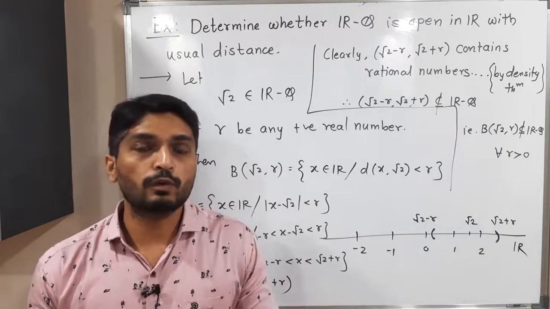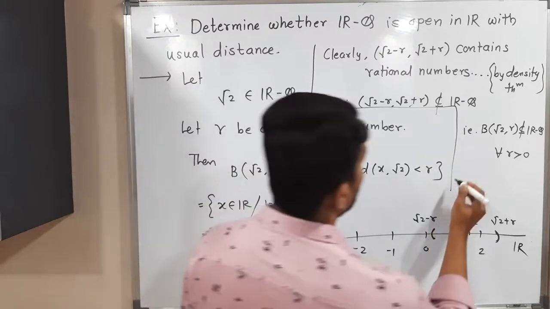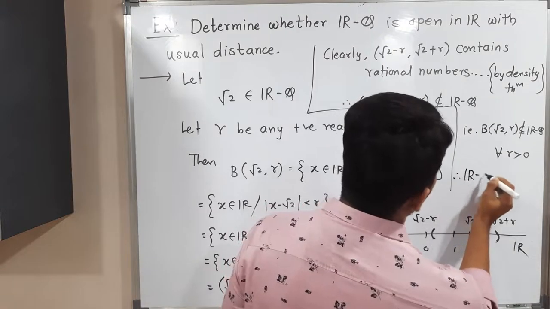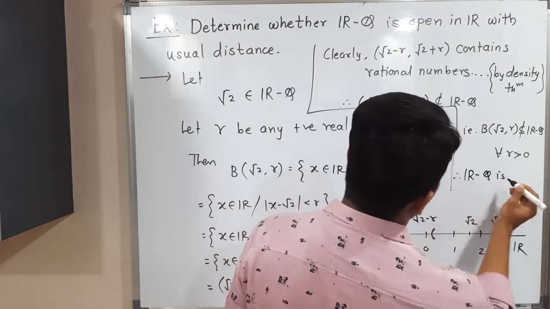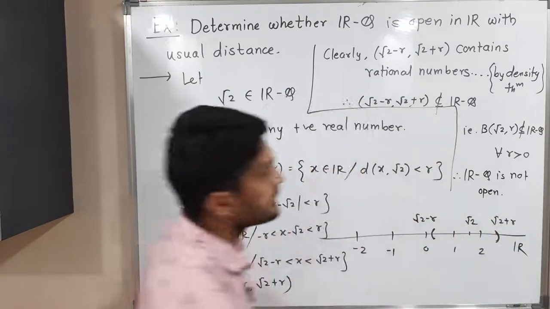So the definition of open set is not satisfied, therefore it is not an open subset of R. Let me mention: therefore R minus Q, that means the set of irrational numbers, is not open. In this way we proved this set is not open.